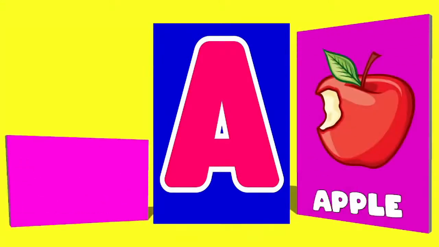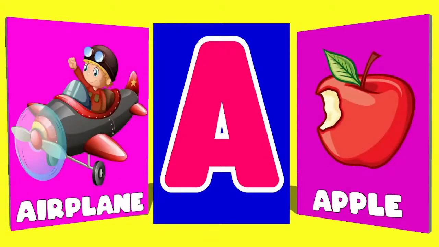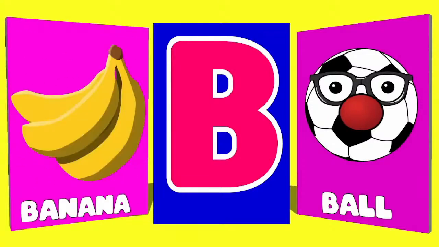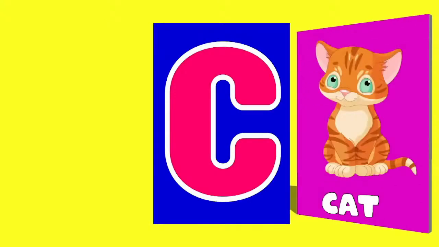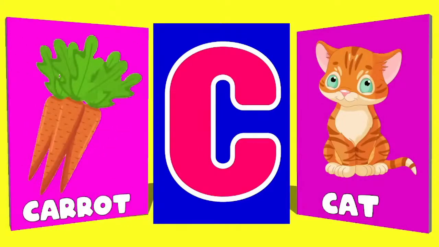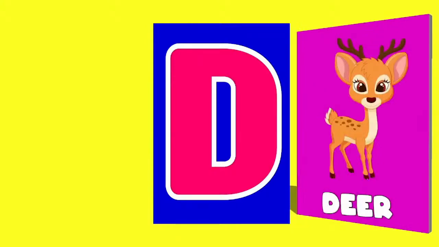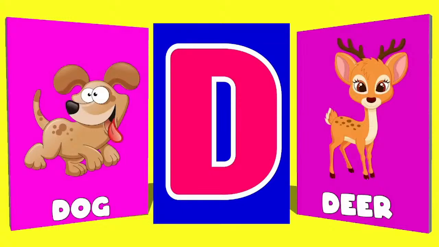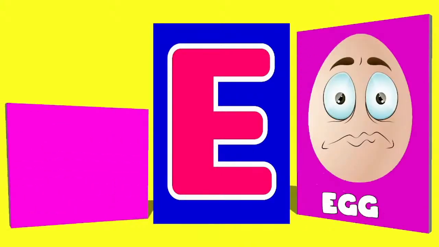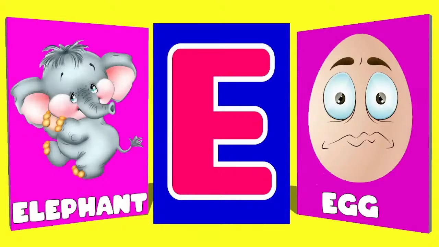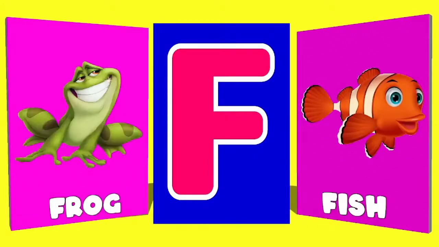A for apple. A for airplane. B for ball. B for banana. C for cat. C for carrot. D for deer. D for dog. E for egg. E for elephant. F for fish. F for frog.